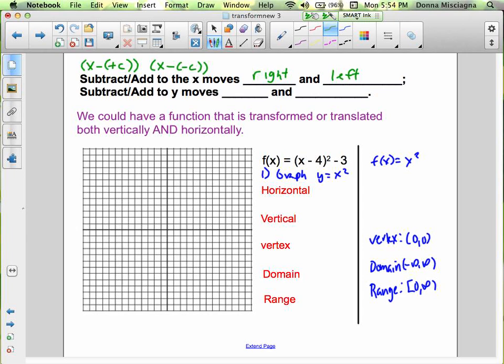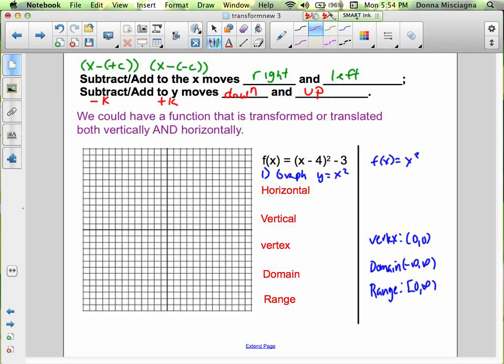All right, so now if we subtract or add to y, right, that's going to be a vertical translation. And if we're subtracting, we're going to move our function down. So if we have minus some value, that's going to move it down that amount. If we add to the whole function, if we're adding something positive, it's going to move our function up.